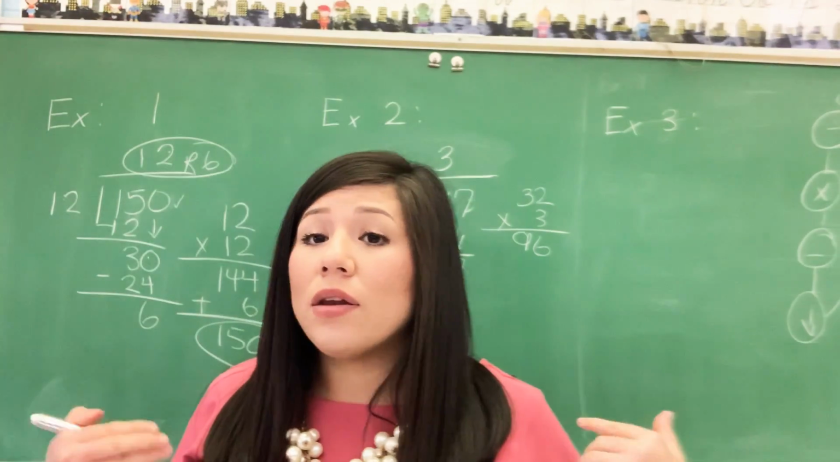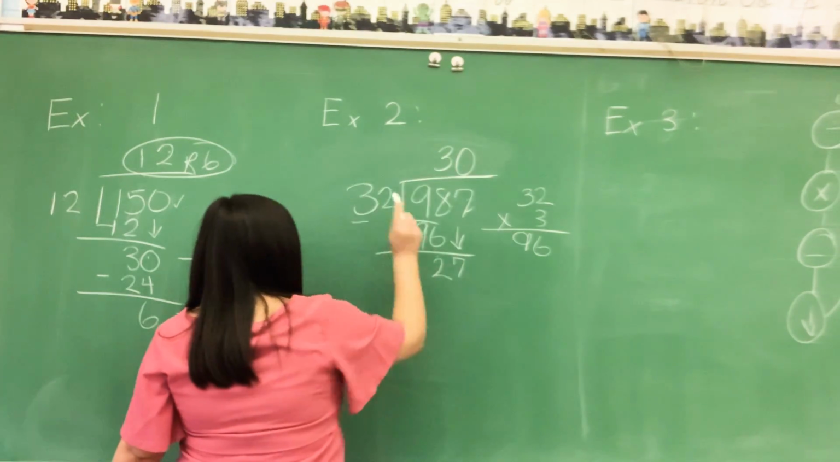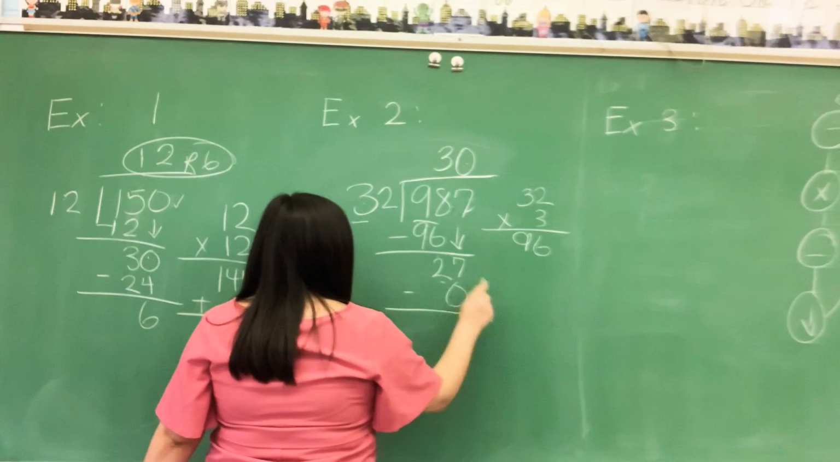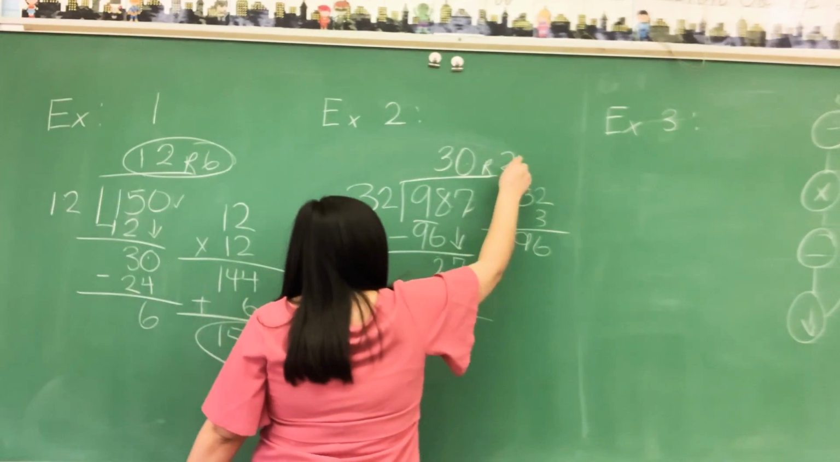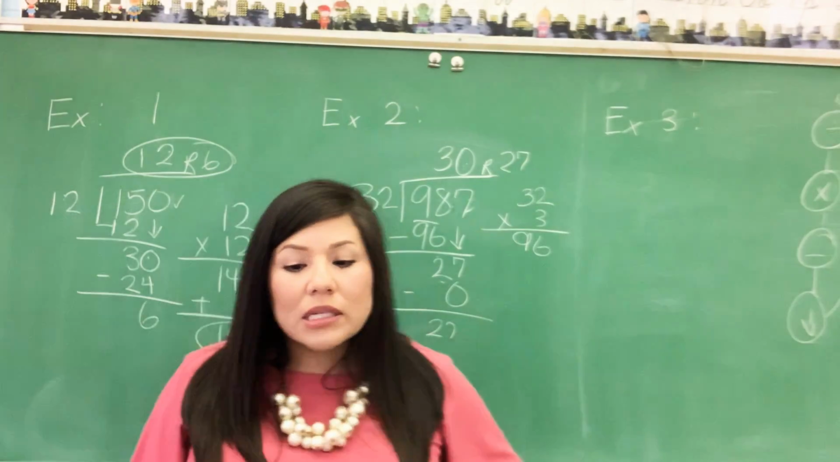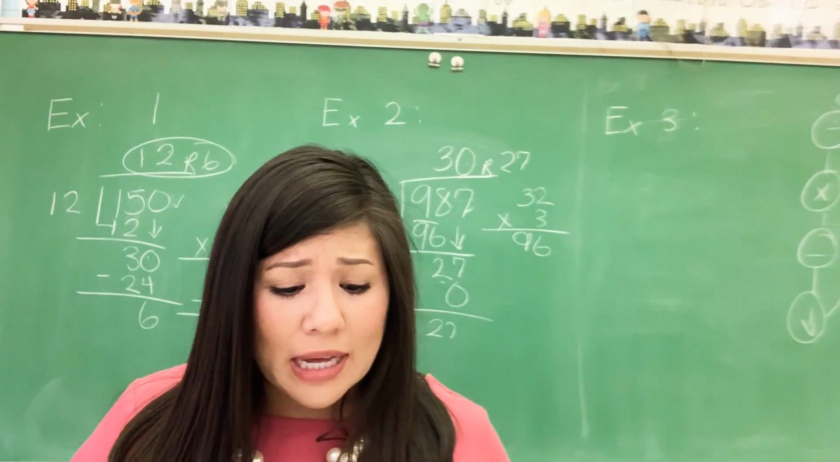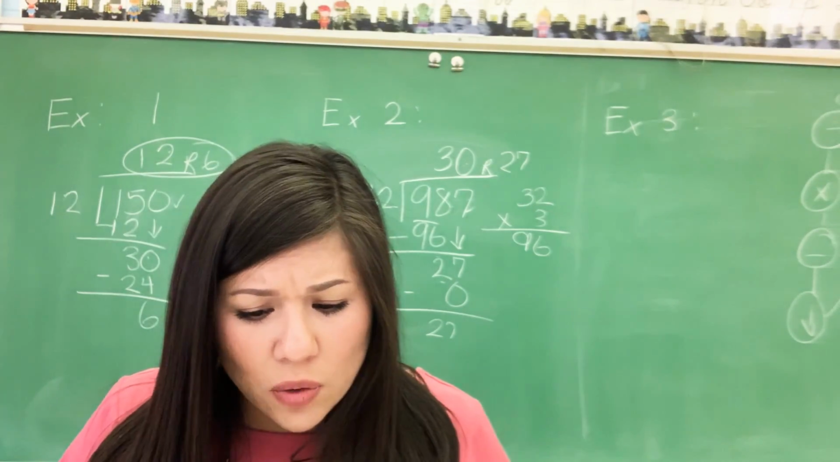Can I divide that? No, I can't. So I must put in a 0 here and multiply. 0 times 32 is 0. And then my answer is 27 here. My remainder would be 27. It doesn't necessarily have to be that you get an exact answer. If there's a large remainder like that, it's going to be okay.